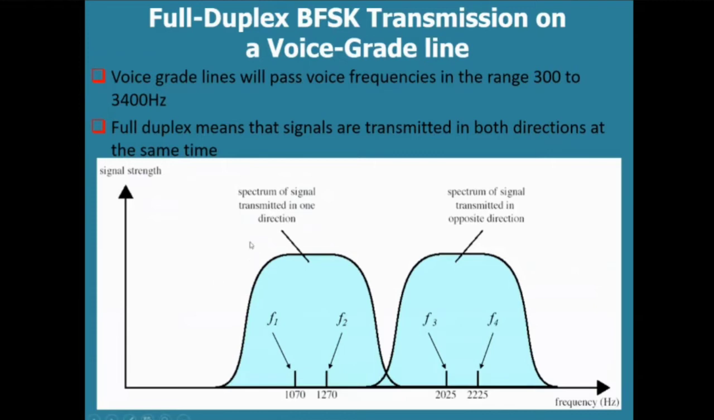So spectral signal is transmitted in one direction and spectral signal transmitted in the opposite direction, for example east and west, both directions. The range will be from 300 to 3400 hertz. In between the frequencies we have two directions. One direction uses F1 and F2, and the other direction uses F3 and F4. So this is mainly the binary frequency shift keying technique, used in voice grade transmission in full duplex mode.